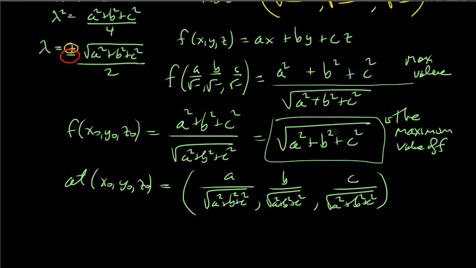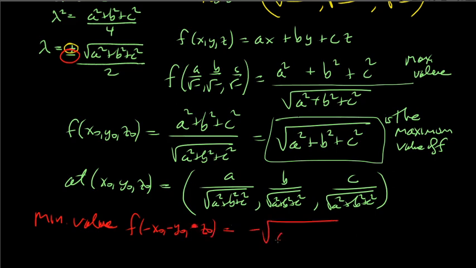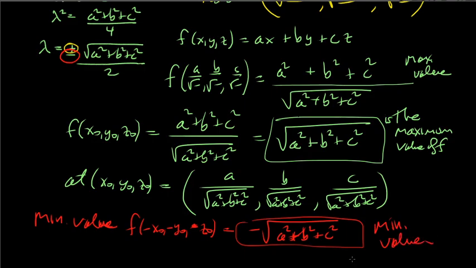And then your minimum value would be f at negative x0, negative y0, negative z0, which would just be negative square root of a squared plus b squared plus c squared. So positive gives you the maximum, negative gives you the minimum value. I hope everyone can read this in red here.